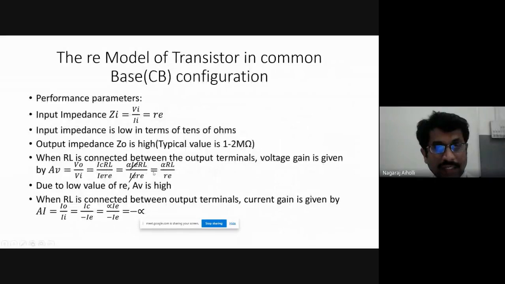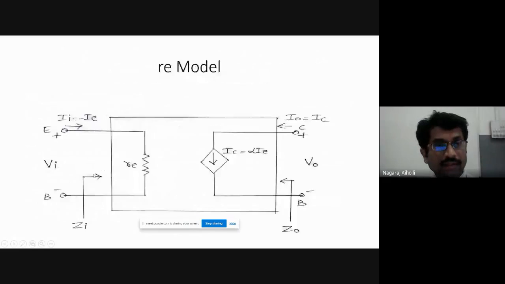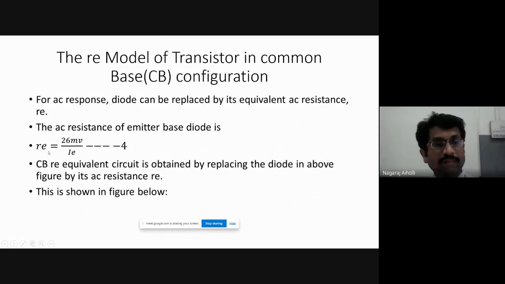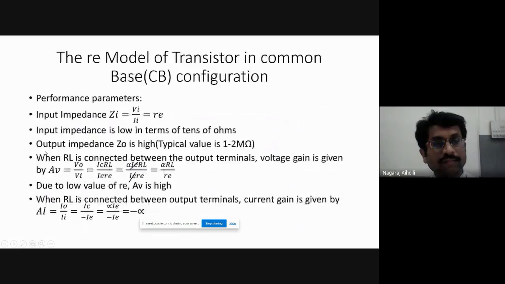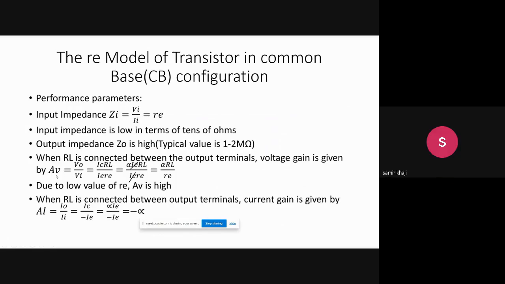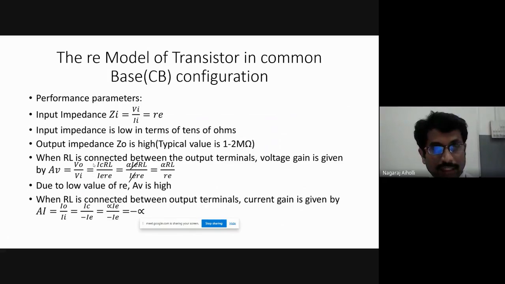As the value of RE is high, what about the voltage gain? One minute. IE is high, therefore RE will be less. It is inversely proportional. IE is higher, RE will be less. So as RE is less, what about the voltage gain? Will it be more or less? More. It is inversely proportional. As RE is less, AV will be more. Therefore, the value of AV is higher because the value of RE is less.